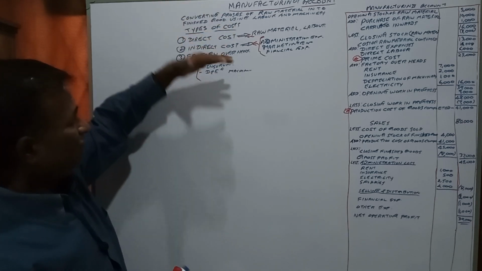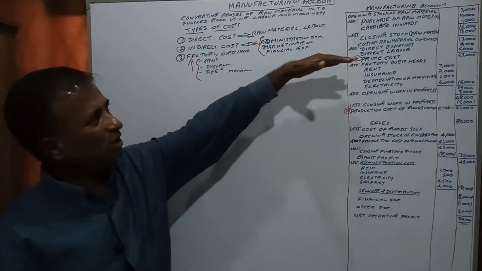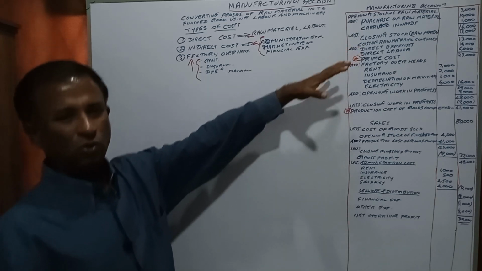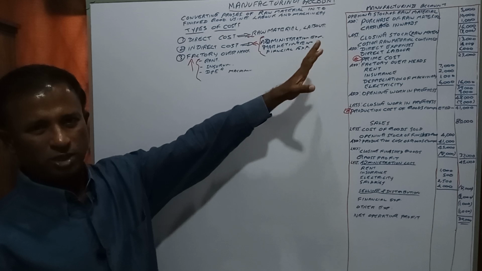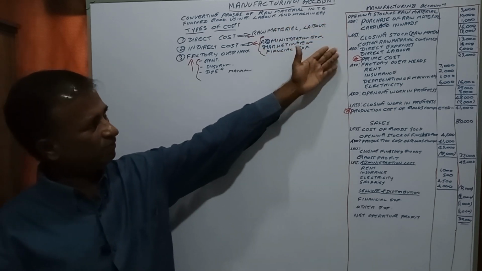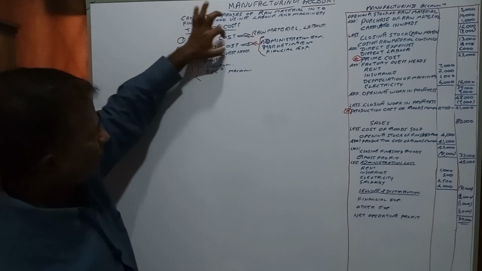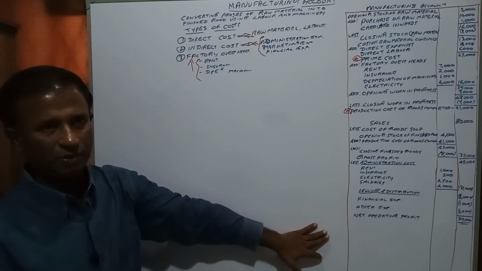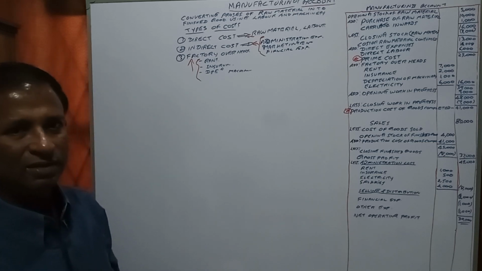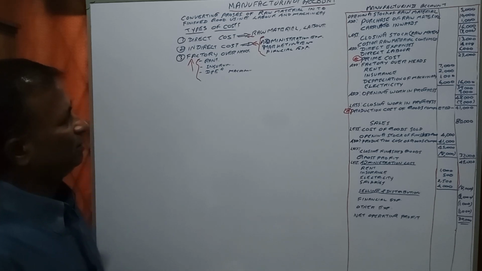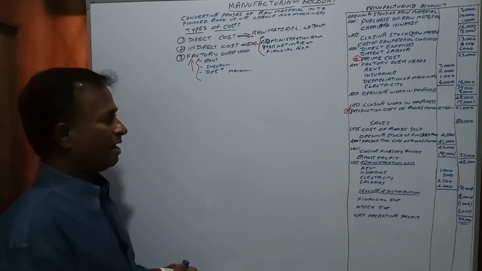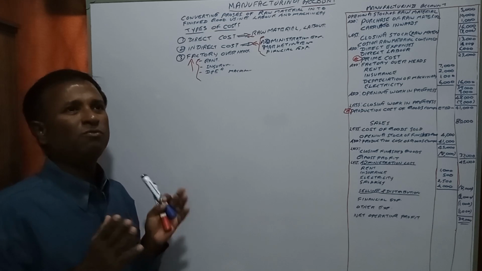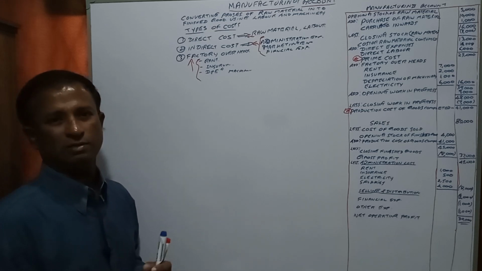Direct cost and factory overhead costs will come to the manufacturing account. Both types of expenses are attributed to the manufacturing account. But the indirect cost is attributed to the trading, selling, and profit and loss account. Understood? And another thing is, some costs may be common.